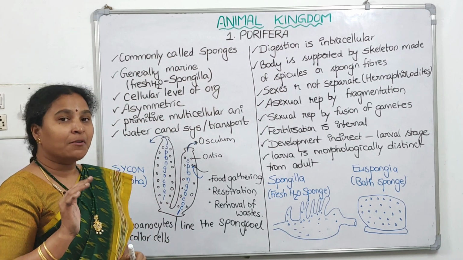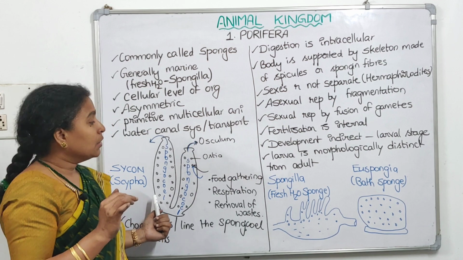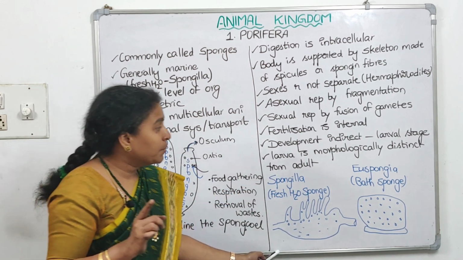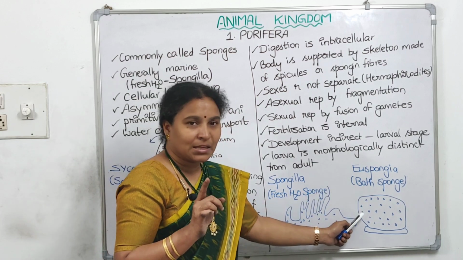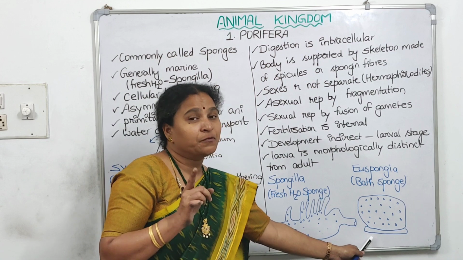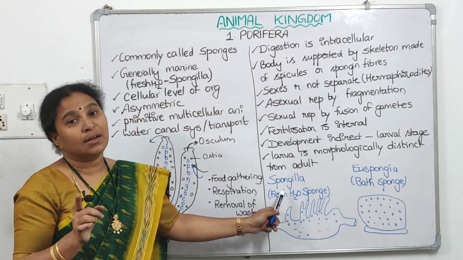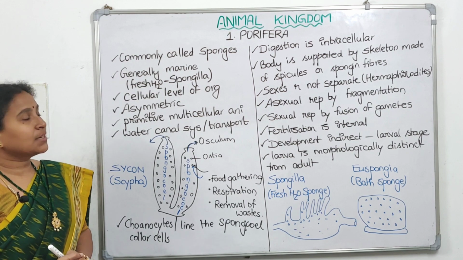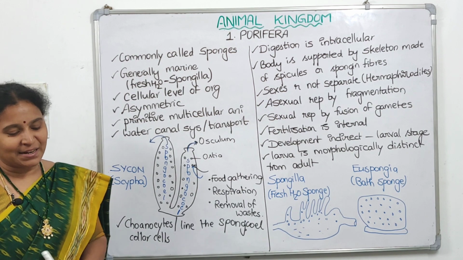The common name of cycon is scypha. The common name of spongilla is freshwater sponge. The common name of euspongia, it's like a bathing soap, is bath sponge. Euspongia is called bath sponge. Freshwater sponge is spongilla. Scypha means cycon. These three are the examples. Take a screenshot. We'll talk about the next phylum, Coelenterata.